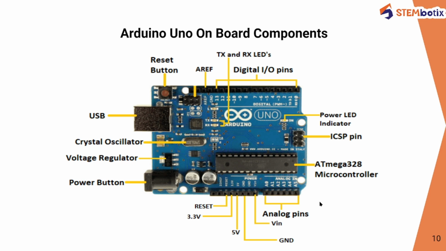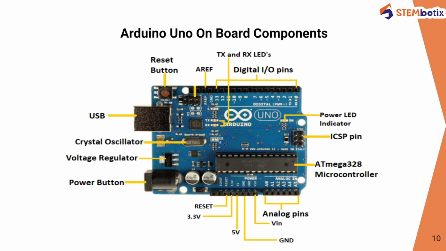After that, we have a microcontroller. The microcontroller part is very essential, you can say the heart or the brain of your Arduino Uno board or any Arduino board. Each Arduino board has its own microcontroller. You can assume it as the brain of your board.